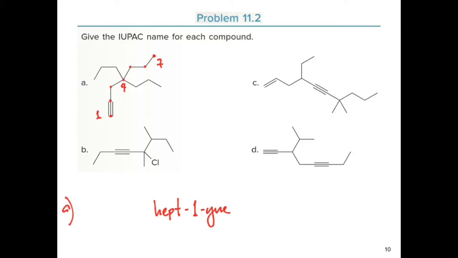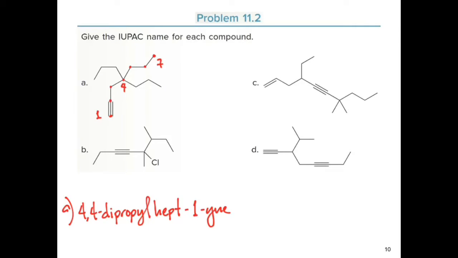Hept-1-yne. And then looking at the substituents on the 4th carbon atom, we have 1, 2, 3 carbon atoms. So it's going to be a propyl group. And since we have 2 of them, it's going to be a dipropyl. So this is 4,4-dipropyl hept-1-yne.